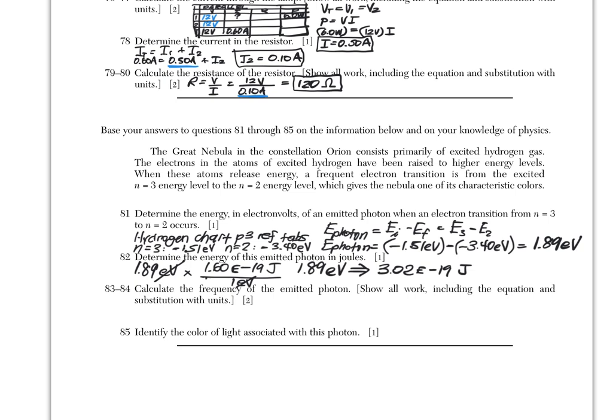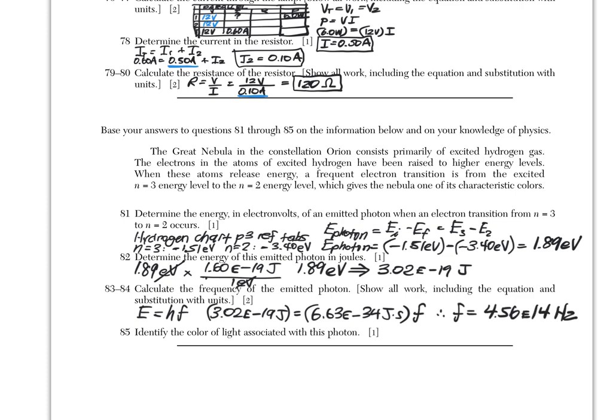The reason why they want that is because they want the frequency of the photon. We use E equals hf for that, where h is Planck's constant, 6.63 times 10 to the negative 34 joule seconds. That's on page 1 of the reference tables, and we're solving for frequency. So we divide both sides by h, and we get 4.56 times 10 to the 14 hertz.